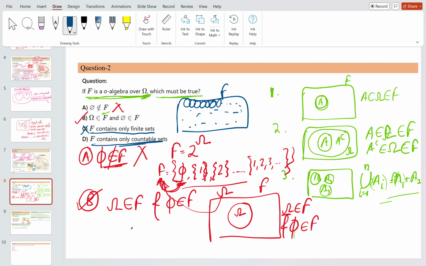F contains only countable sets. If it is a finite set, you can count it, and if it is an infinite set, then also you can count it, but it can be countable or it cannot be countable.